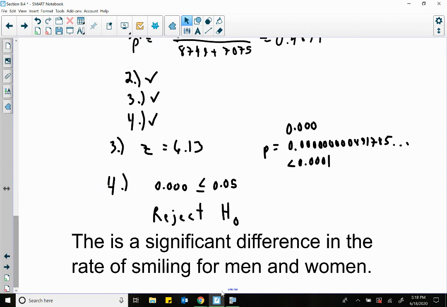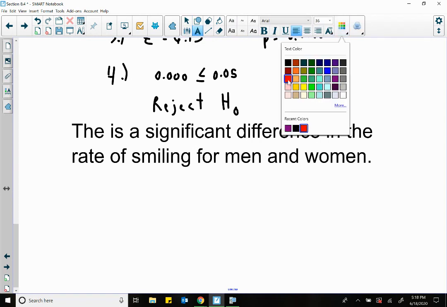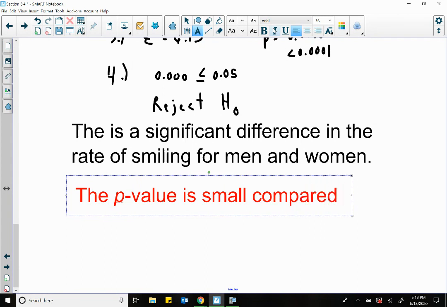So in that part C, which I'll do in red, what you're looking for is something about the sample size. And again, it's multiple choice. So this is what you'd be looking for. The p-value is small compared to the small relative difference in the proportion, in the sample percentages, because of the large sample sizes.